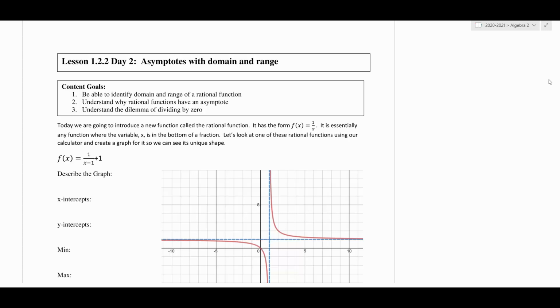Hey everyone, welcome to lesson 122, day 2. We're going to be talking about asymptotes with domain and range.